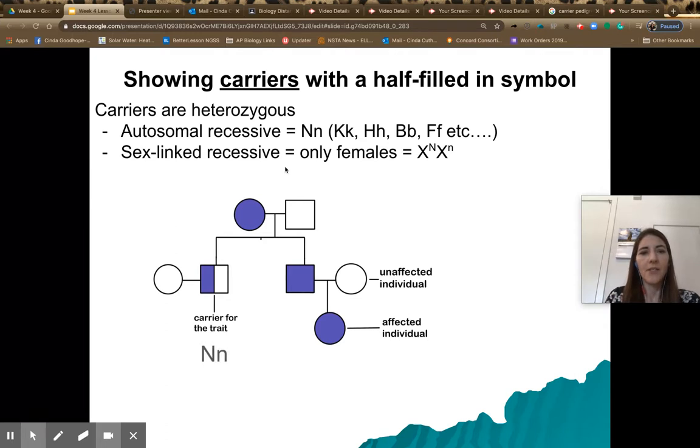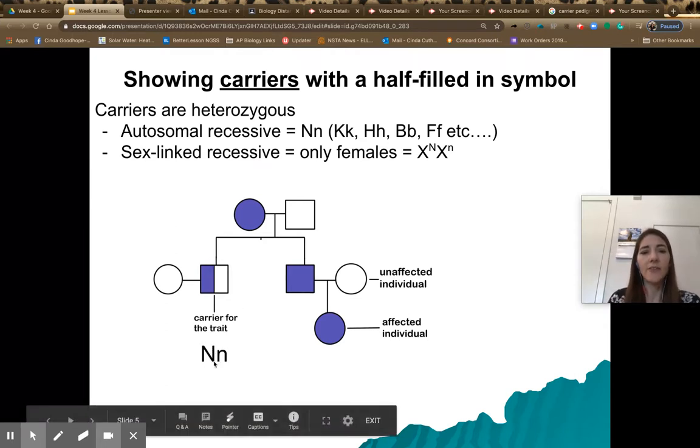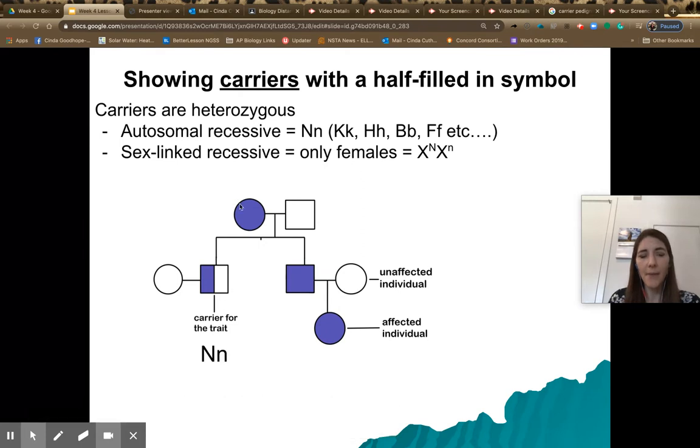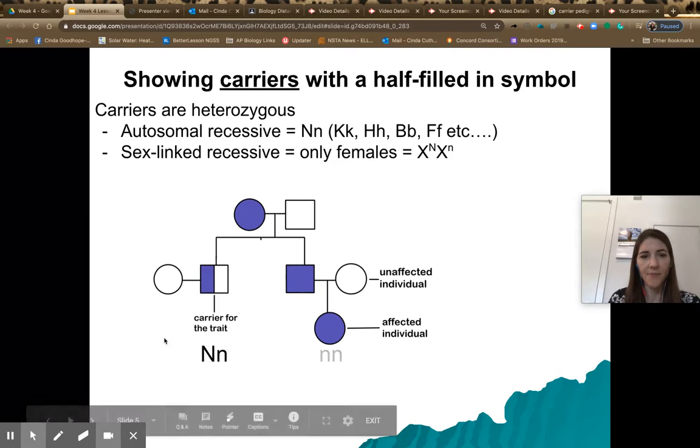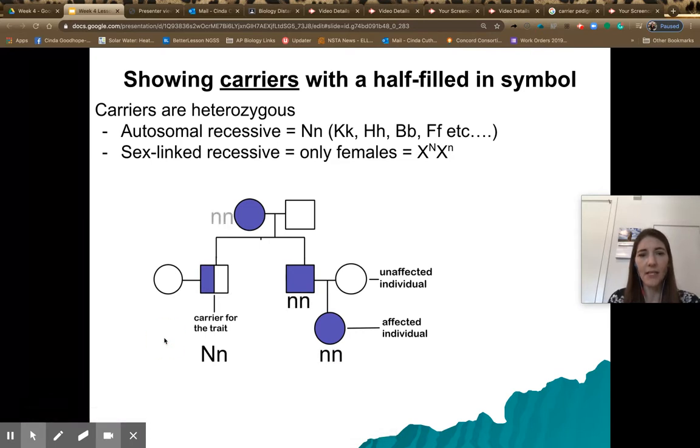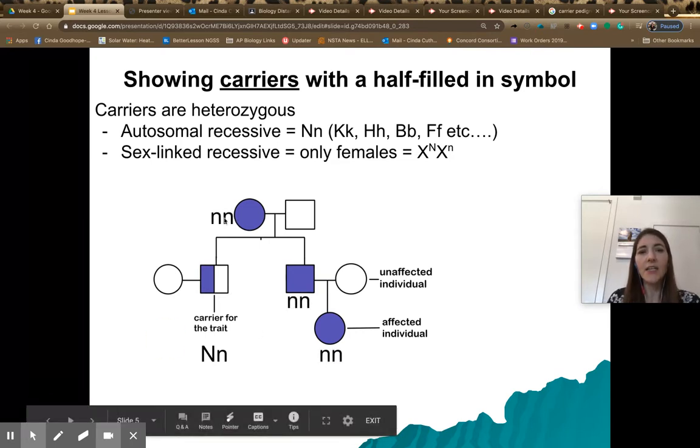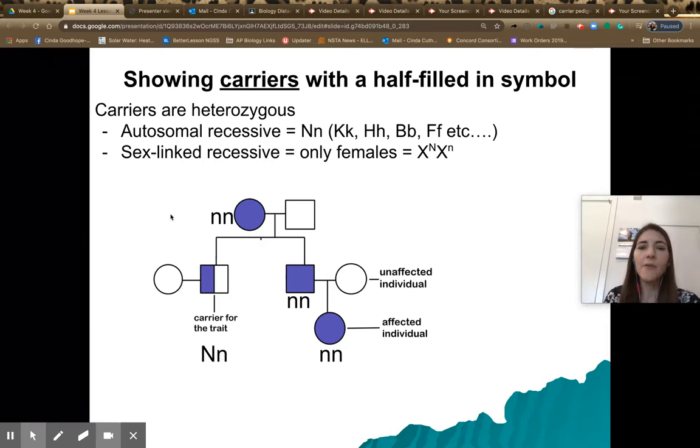All right, so this is a carrier for the trait. They are half filled in, so they have to be big N, little n. We know that because this mom is affected. So we can fill in all the affected with little n, because they all have it. She can only give a little n. So the fact that he doesn't have it, but we know that he had to have gotten a little n from mom, because that's all she has to give. All right, so now we figure out the rest.